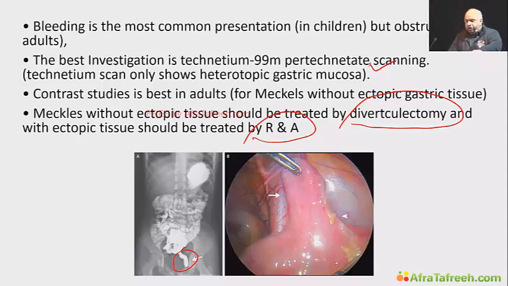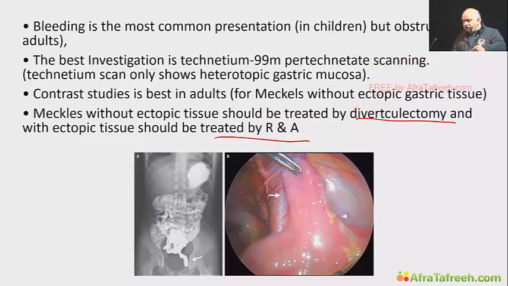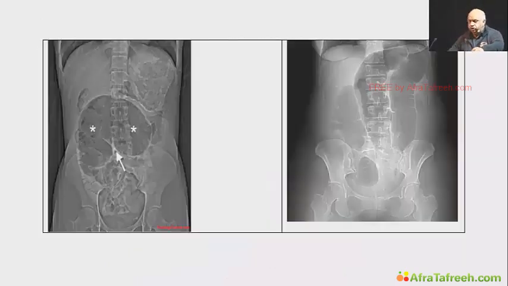So how do you treat Meckel's? Diverticulectomy, and the best way to do diverticulectomy is wedge resection. You can write one more word in front of diverticulectomy, by wedge resection. So diverticulectomy by wedge resection is the best treatment, or resection and anastomosis if ectopic tissue is there.